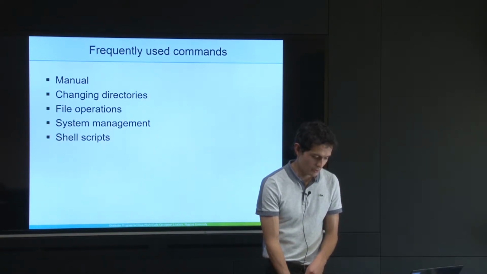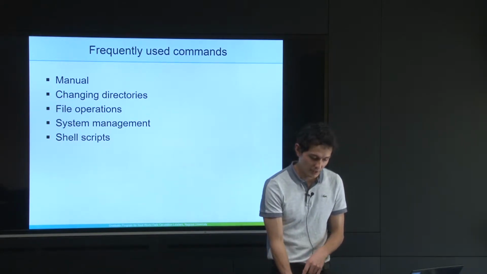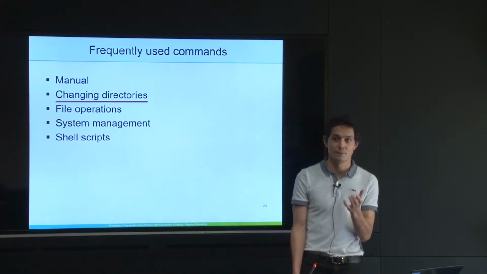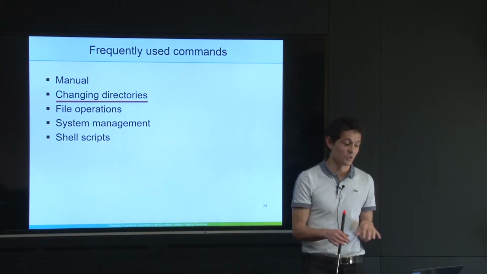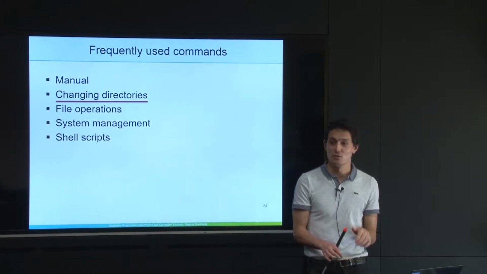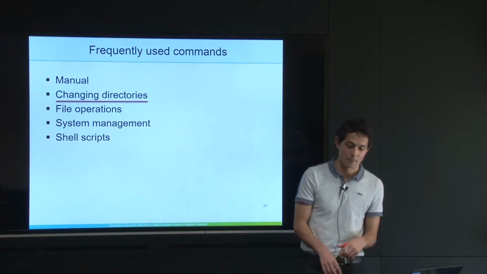Okay, now we've learned about how to use the manual. You're probably going to use that quite a lot today, I think. We're going to look at how we can change directories. So a directory is like a folder in Windows. When you open up your terminal, it usually starts in your home directory, and then you can move around into different directories using the terminal, okay?